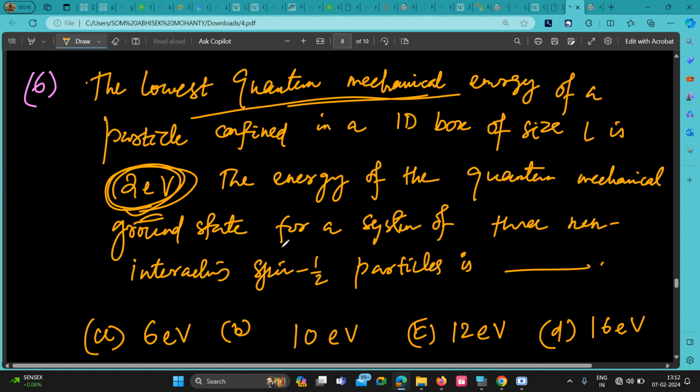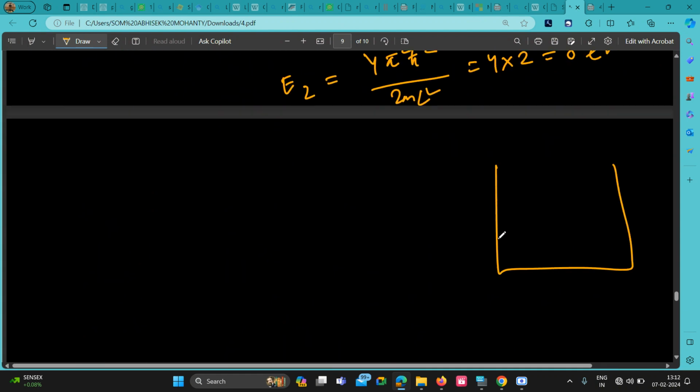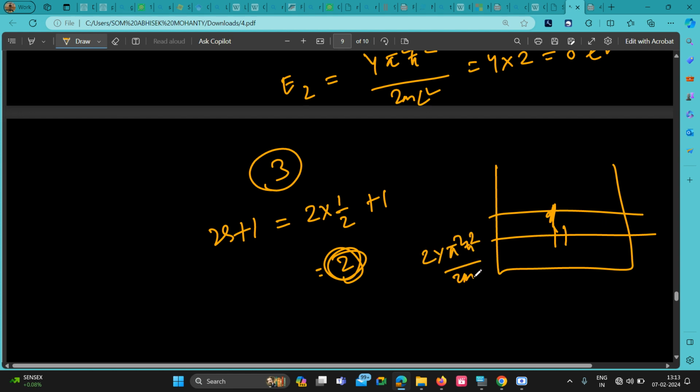So the energy for a system of three non-interacting spin-half particles. The particles are three now. Spin-half means what will be the multiplicity? 2s plus 1, that means 2 into half plus 1, that is 2. So two particles can be in one state, right? So total three particles: two in the first and one in the second. So 2 times π²ħ²/2mL², and 1 times 4π²ħ²/2mL². That will be the total energy.